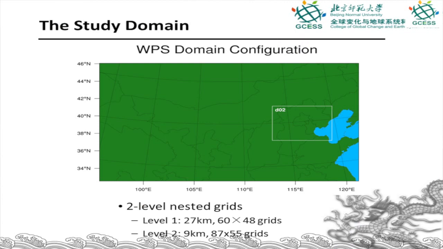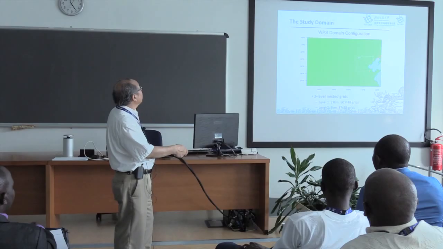This is the domain. We are trying to improve the 5-day forecast of the greater Beijing area. So this is the Beijing area. We have a 2-level nested grid setup. The outer domain is 27 kilometer resolution, and the inner domain is 9 kilometer resolution.